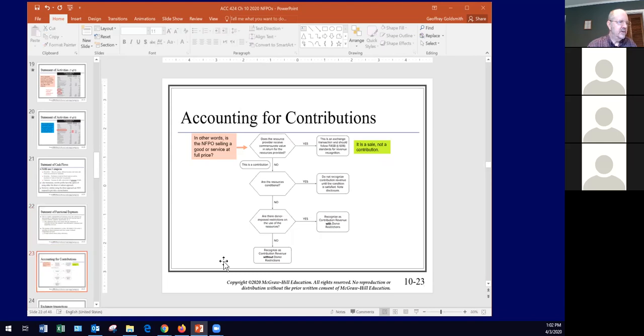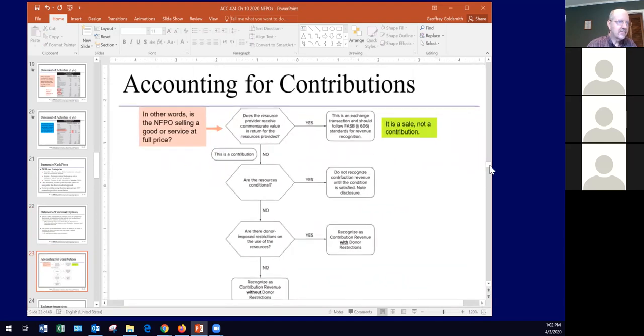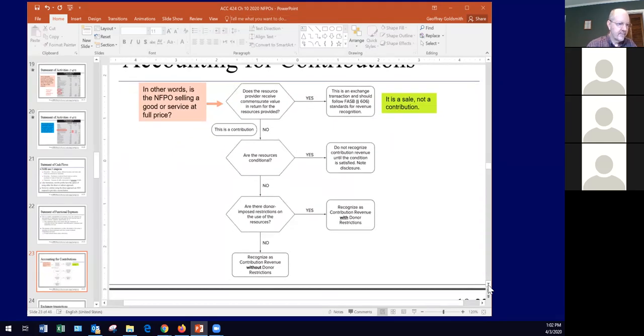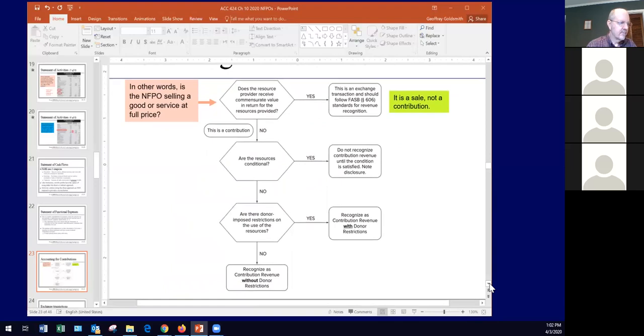Accounting for contributions. A contribution is a donation made to a not-for-profit organization, and they have a flow chart here on how and if to account for a contribution. It's tiny, tiny print, so I'm going to enlarge it as much as possible here. Okay, I don't think I can get it any bigger than that, and hopefully you can see it on your screen.